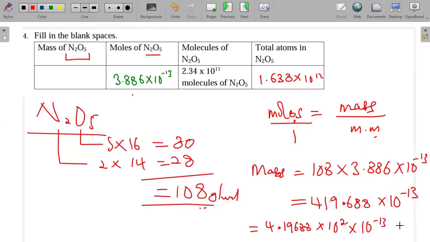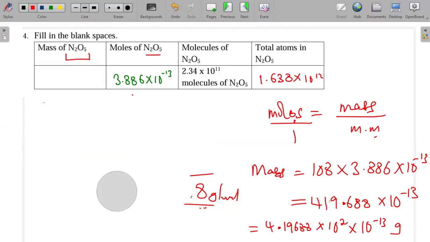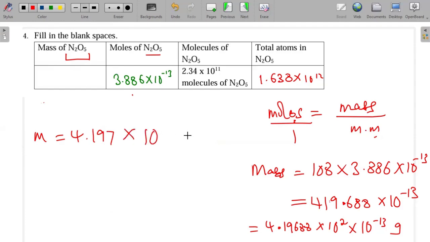So this is mass. So this is grams. Okay, so I can combine those 10 to the power something. So mass is equal to 4.19, I can even round it off to 197, and then times 10 to the power 11 grams. So that would be the mass here.